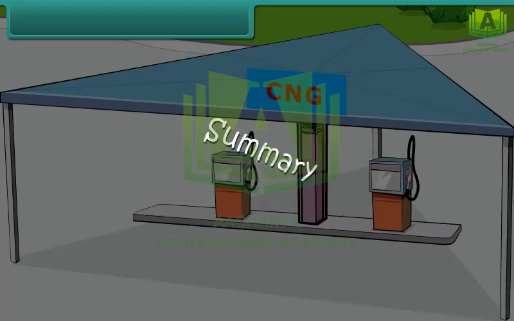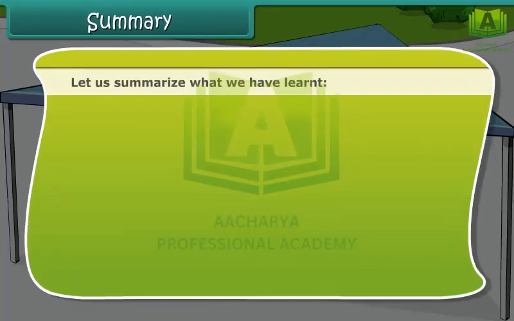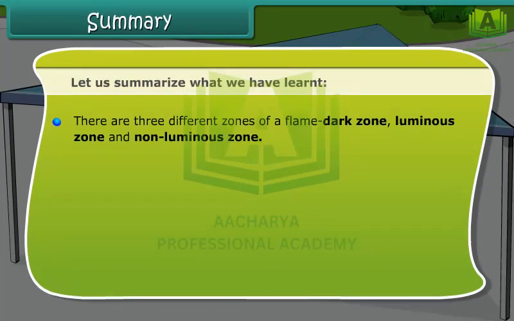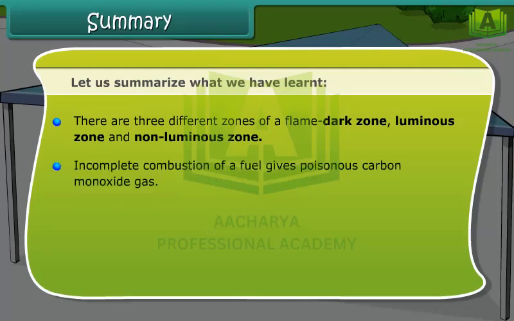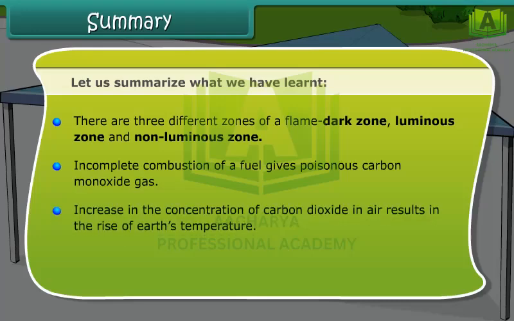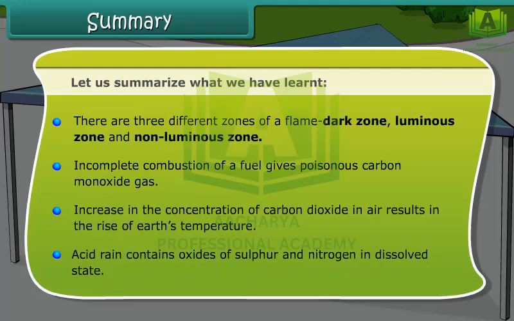Summary. Let us summarize what we have learned. There are three different zones of a flame: dark zone, luminous zone, and non-luminous zone. Incomplete combustion of a fuel gives poisonous carbon monoxide gas. Increase in the concentration of carbon dioxide in air results in the rise of Earth's temperature. Acid rain contains oxides of sulfur and nitrogen in dissolved state.